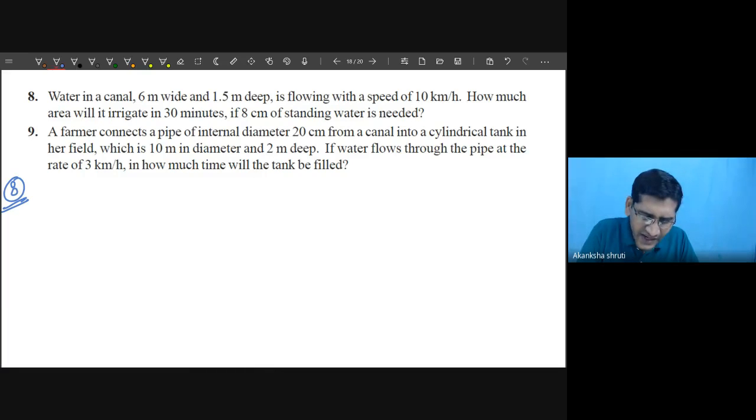Water in a canal, 6 meter wide, 1.5 meter deep, is flowing at the speed of this. Are you getting? It means it is given that a canal is there.